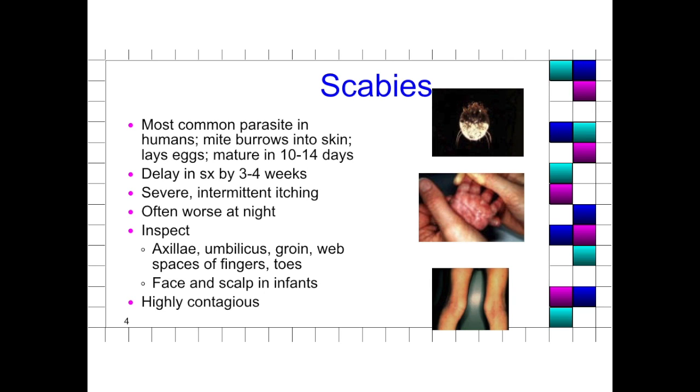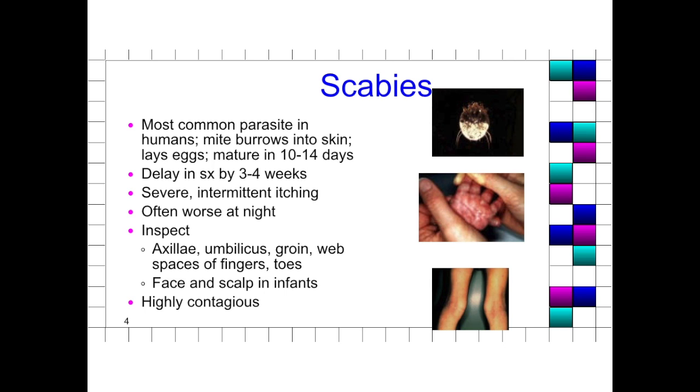So the signs and symptoms of scabies are that they're complaining of severe intermittent itching. And most of the time, this itching is worse during the night. So you need to do a quick look at where scabies like to hang out. They like to hang out in the axilla, around the umbilicus, in the groin, in the web spaces of the fingers, as well as between the toes. And on infants, you need to look at their scalp and their face, and they can even get it on their hands, as you can see in the middle picture. So you need to do a quick inspection.